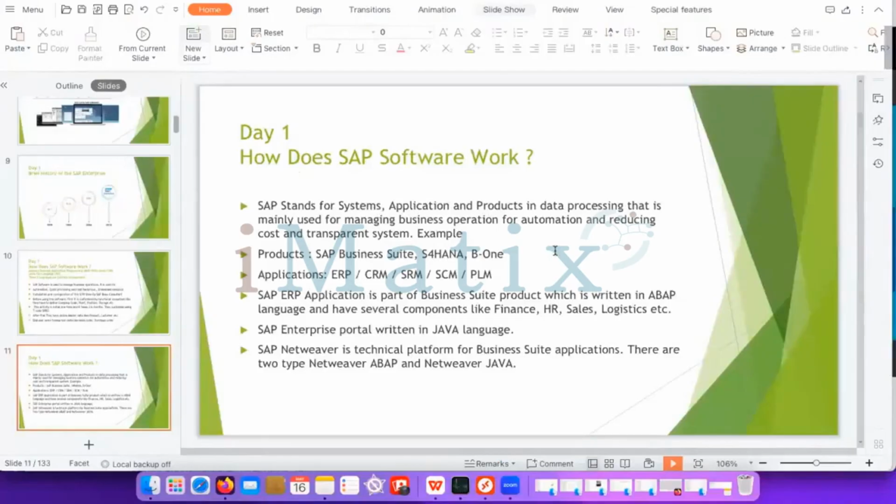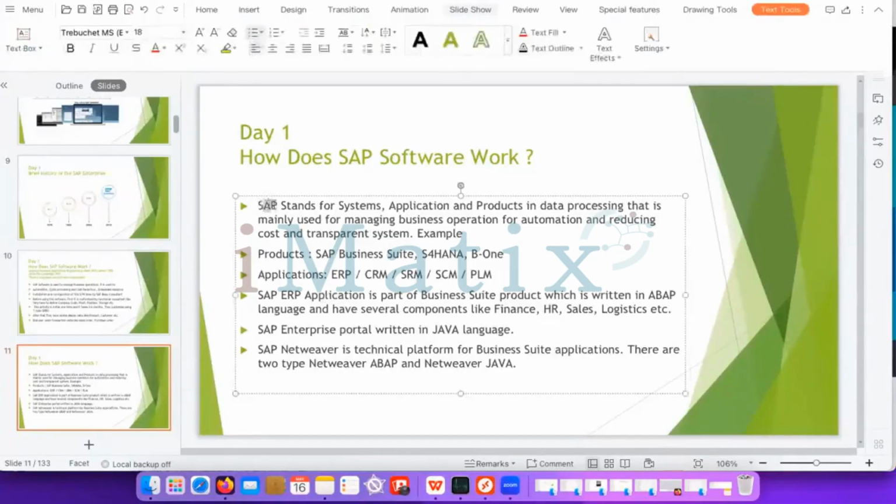That is mainly used for managing business operation, for automation, reducing the cost. We have different types of SAP software like Business Suite, different types of application: enterprise resource planning, customer relationship management, supplier relationship management, supply chain management, product lifecycle management. Here we have given one example like ERP application. ERP application is a part of product.